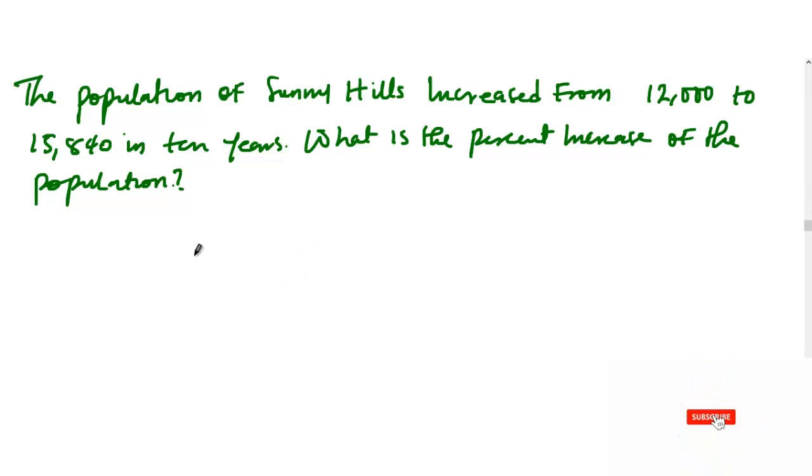So in this video, this question says that the population of Sunny Hills increased from 12,000 to 15,840 in 10 years. What is the percent increase of the population? So the first thing we need to write is the correct formula for determining percent increase.